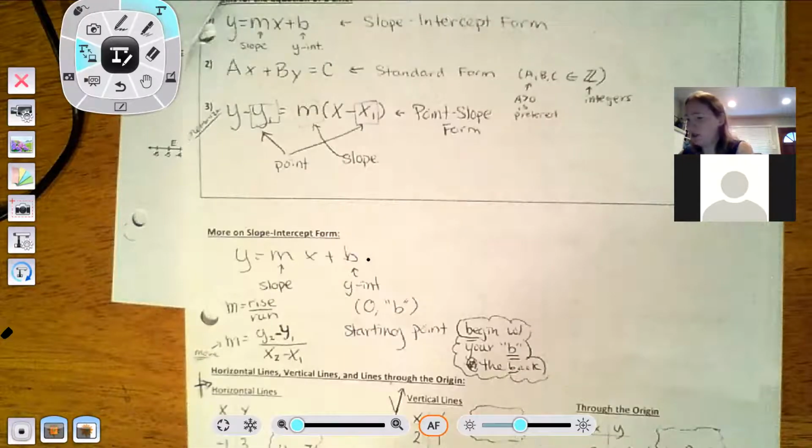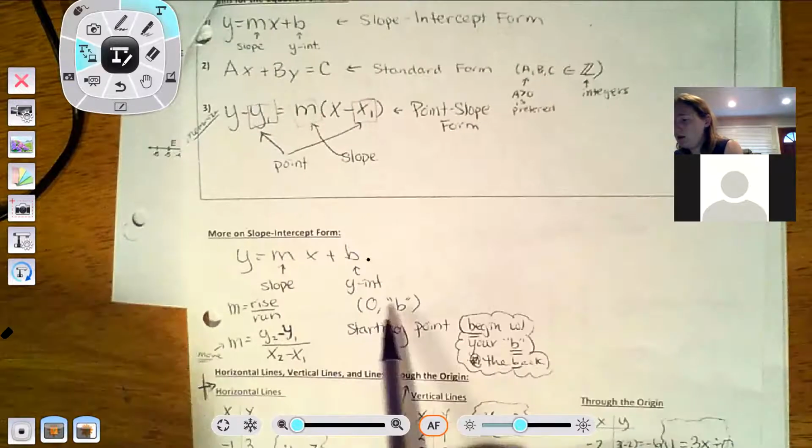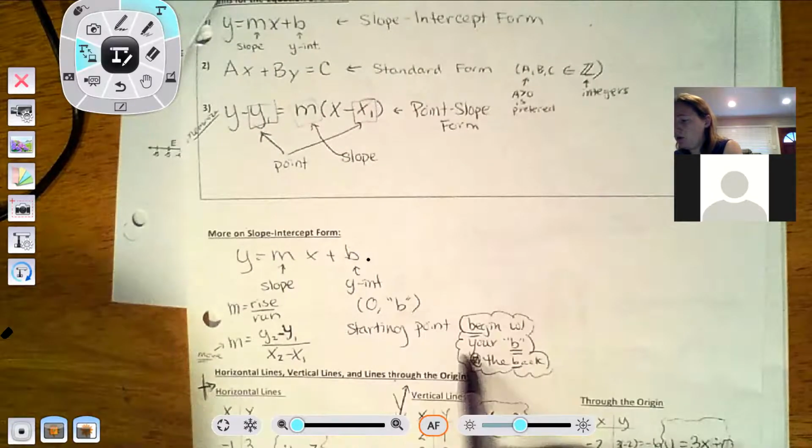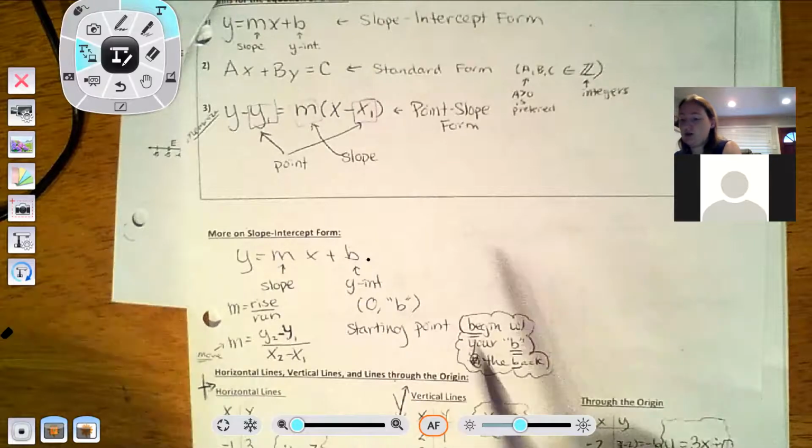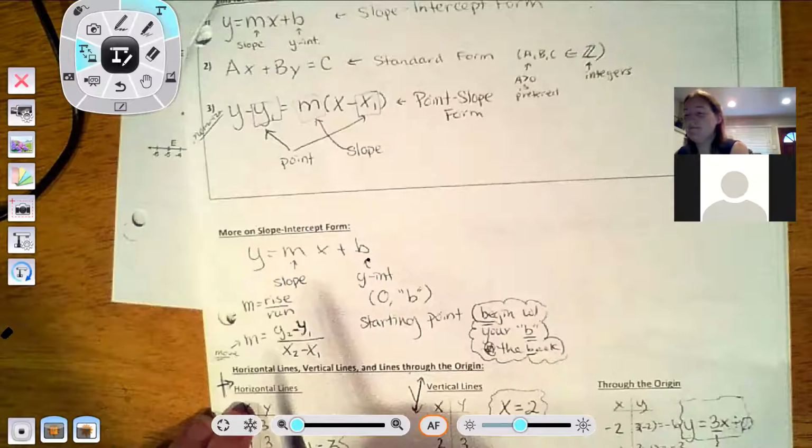I have the formula for slope here, and another mnemonic device. Begin with your b, which is at the back of the equation, and then use your slope to move. M for move. It's not actually standing for that.